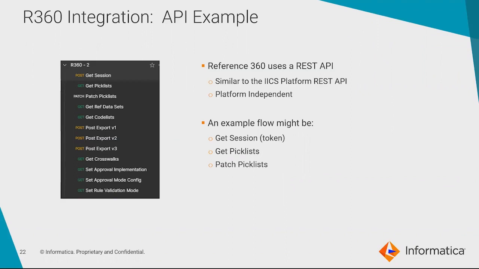So Reference 360 is self-contained, and it's really accessed through these APIs. There are others. These are just the ones that I happen to have on my Postman. An example flow might be to get a session token by logging in with your user ID and password, get a list of pick lists, the enums that we talked about, and then patch those pick lists to include a new value.